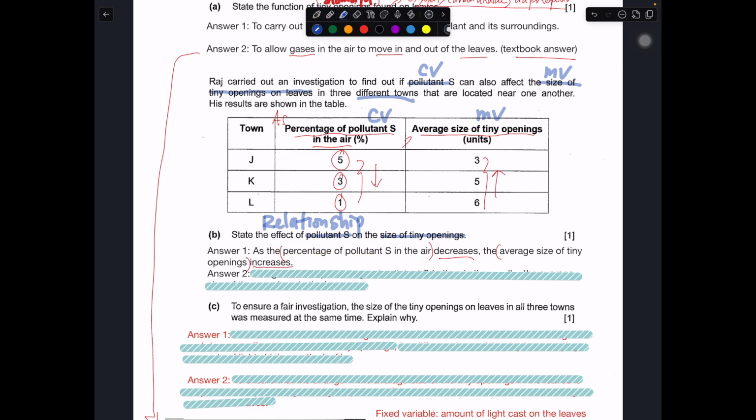Let me use a highlighter. Percentage of pollutant S in the air. So the measured variable, average size of tiny opening. So this part is pretty straightforward.